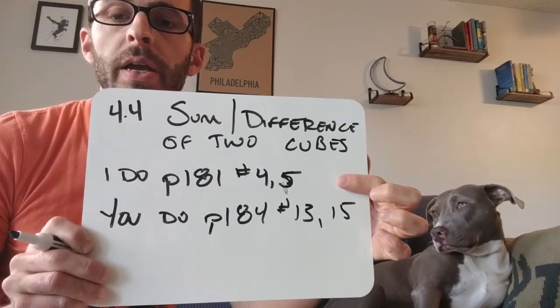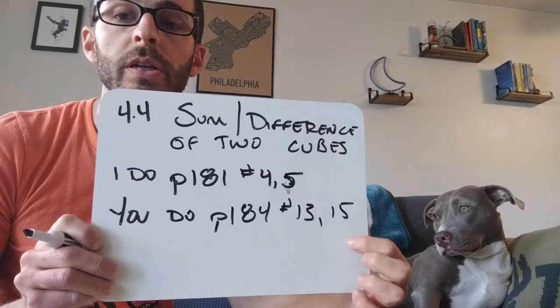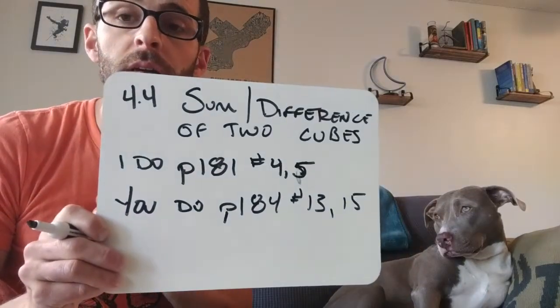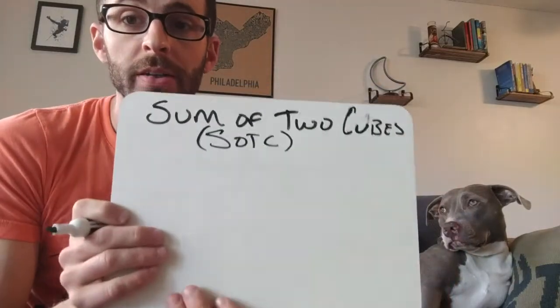I'm doing page 181, numbers 4 and 5, and then you're going to skip to 184 and do numbers 13 and 15, which you can check at the back of your book. Okay, so let's start out with a sum of two cubes, which we're going to call SOTCA. All right, this is number 4 on page 181.